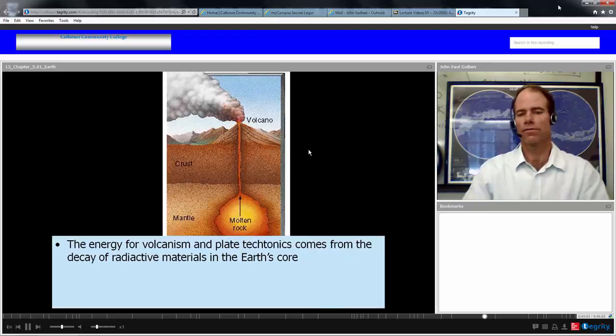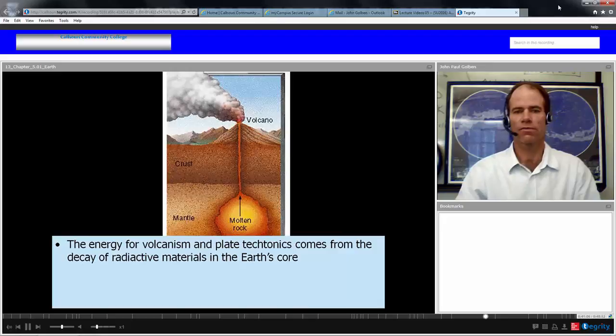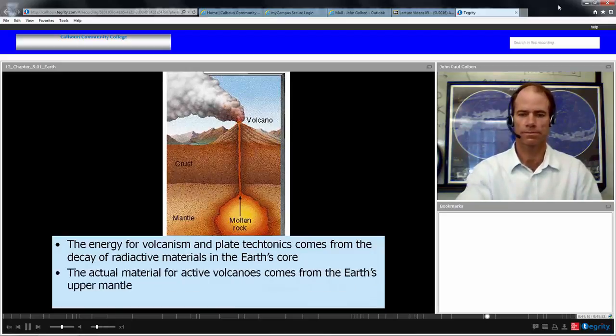The energy for volcanism as we know it, and what we'll say is plate tectonics, will come from the decay of radioactive elements in the Earth's core. This is the source of energy for all that's happening within the Earth. The result of this is that in the upper mantle you have this sort of liquid type rock called the asthenosphere, where this would also be the source for the volcanic and molten rock that eventually manifests itself on the surface of the Earth.